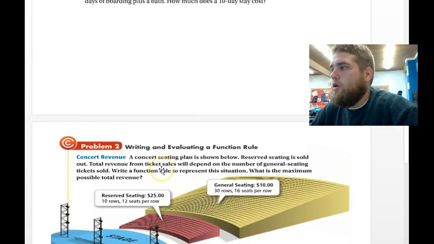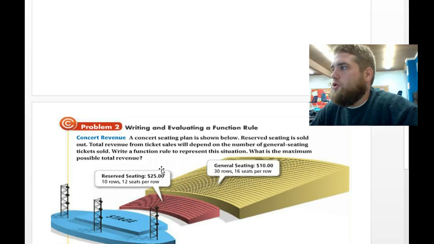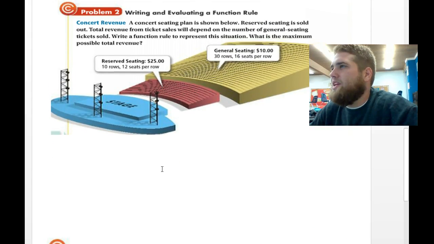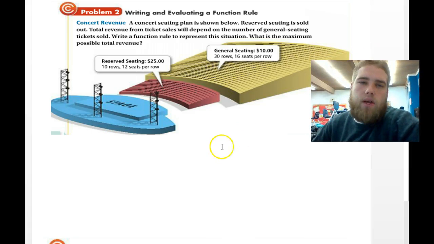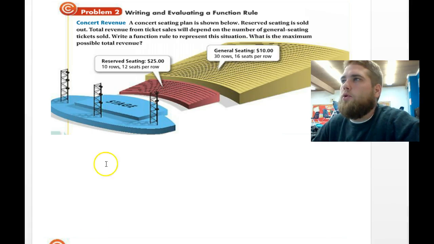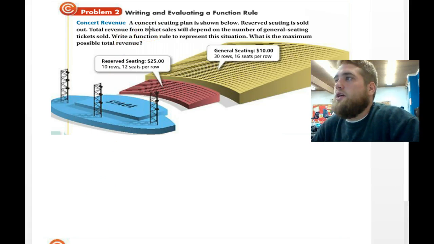So now let's jump down to problem 2. Do we want to do problem 2 today, or on Monday? Let's read it, and if we get into it and we don't like it, we'll stop. A concert seating plan is shown below. Reserve seating is sold out. The total number of ticket sales will depend on the number of general seating tickets sold. Write a formula rule that represents the situation. What is the maximum possible total revenue?